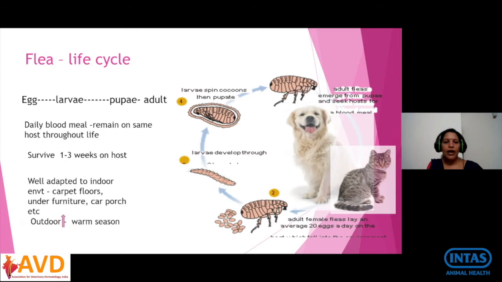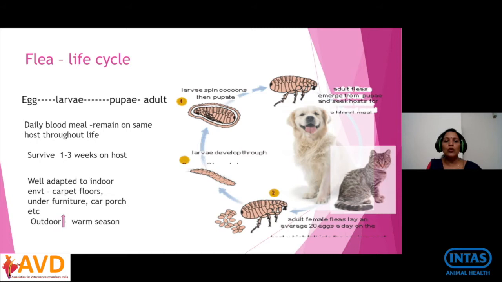The adult flea lays the eggs, the eggs become larvae, the larvae become the pupa, and the pupa becomes the adult. Survival requires the adult flea on the host, while all other stages occur in the environment. The adult flea requires a daily blood meal. It remains on the same host throughout its life.